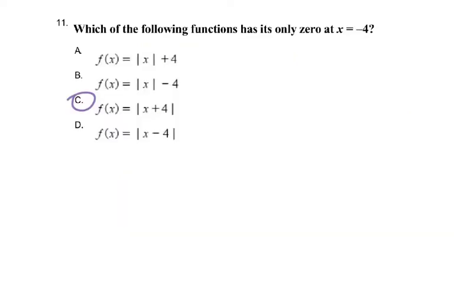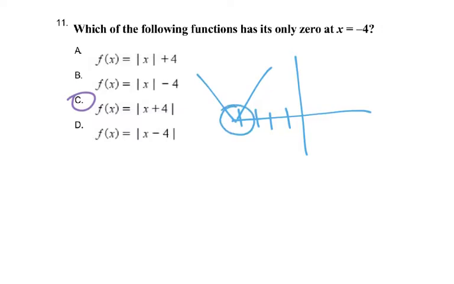Okay, which of the following has its only 0 at x equals -4? Just graph it. If you graph C, it looks like this. And so it hits the x-axis at -4.